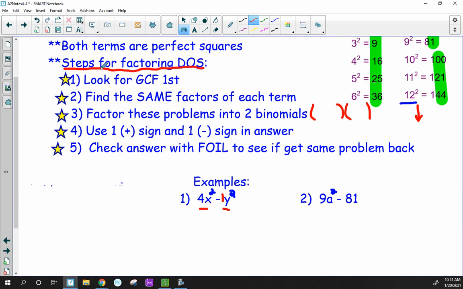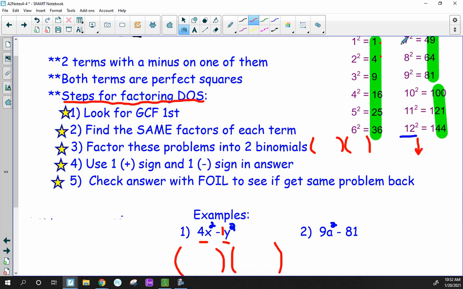Step 1, look for a GCF. The only number that will divide into 1 and 4 at the same time is 1. Both of these terms do not have an x, and both do not have a y. So in my example 1, there is no GCF. Step 2, you are to find the same factors of each term. And I'm going to kind of combine 2 and 3: you're supposed to factor this problem into two binomials. So underneath, you'll draw two sets of parentheses.